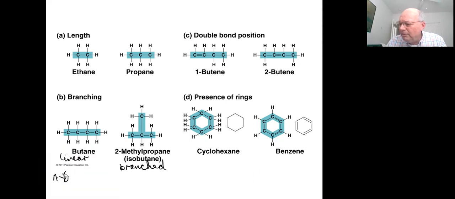Not doing this very neatly right now, so let's try this again. This is N butane. So when we think in terms of the straight chain molecule, we say N butane. When we think in terms of the branch molecule, one name is isobutane because these two represent what are referred to as isomers. And that's what we'll talk about in a few minutes.